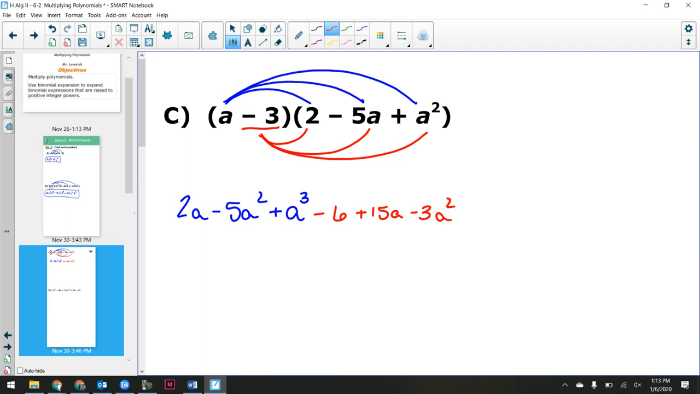Is everybody following me there? And now I just combine like terms. Make sure you put it into what's called standard form. Just making sure that it goes from greatest to least in the order of the powers. So a to the third comes first. And then I have my a squareds, negative 5 and negative 3 make negative 8. 2a and 15a makes 17a. Minus 6. Questions about that?